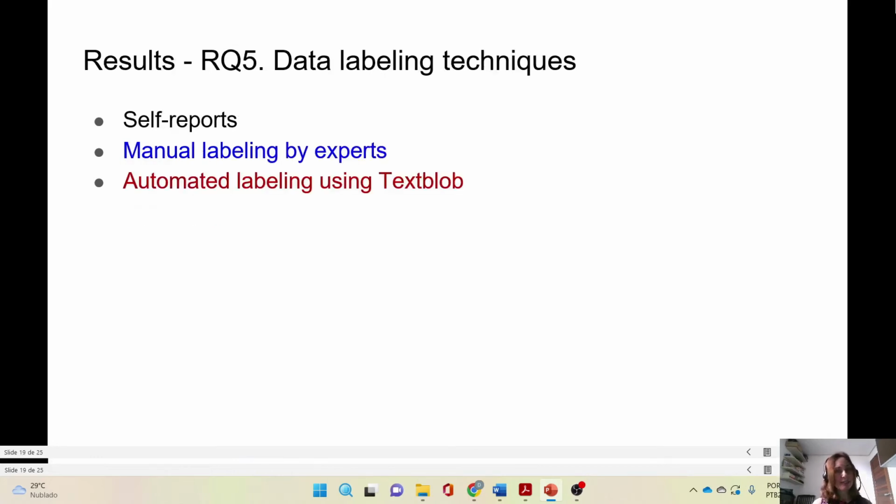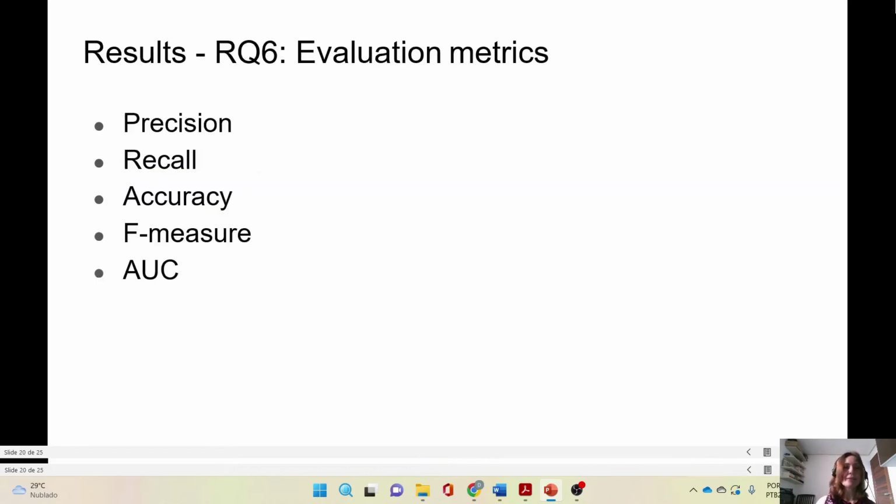As data labeling techniques, we have observed that the majority of the works still use manual labeling by experts, a few of them use self-reports, and a minority of the works tries to use automated or some kind of semi-automated labeling, sometimes using the TextBlob technique. As evaluation metrics, we have observed the most used ones such as precision, recall, accuracy, F-measure, and AUC.